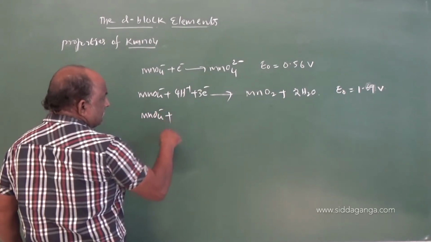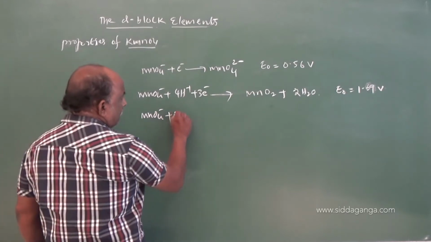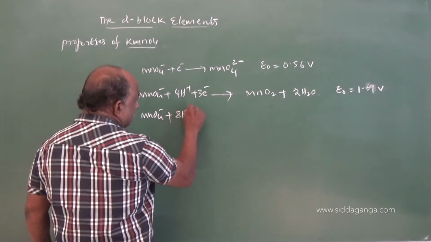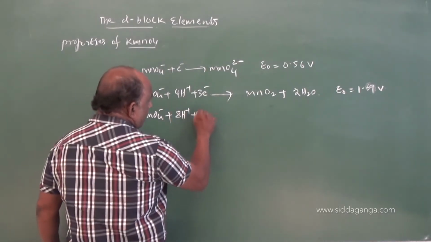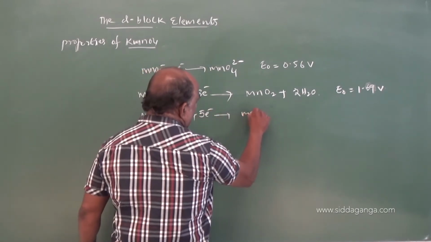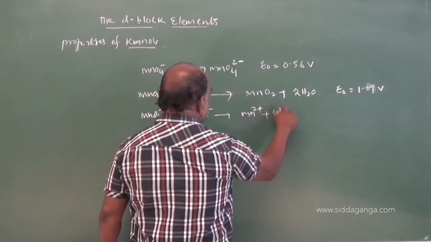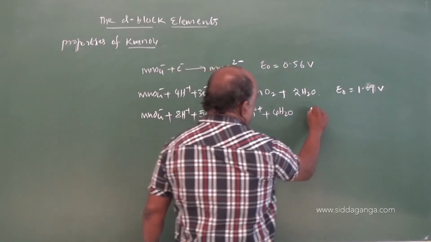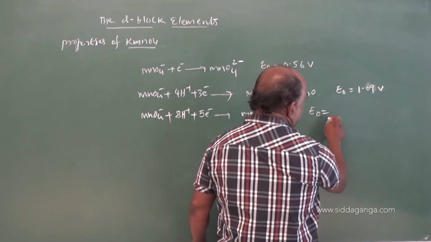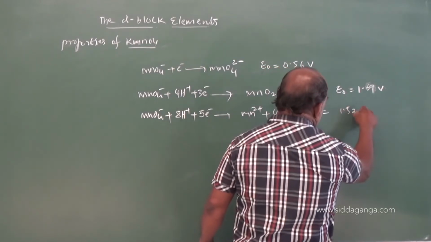And one more equation is also there: MnO4 minus plus 8H+ plus 5 electrons gives Mn2+ plus 4H2O. Here the electrode potential value is 1.52 volts.